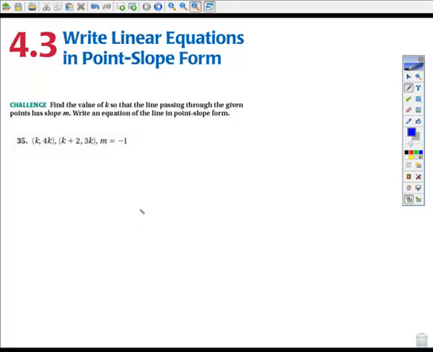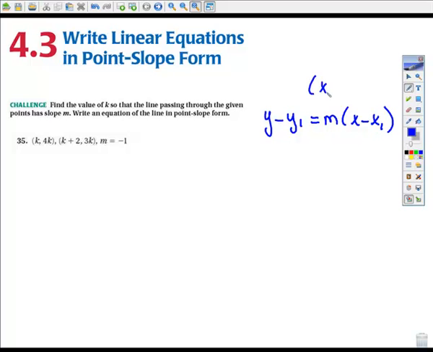All right, part 2, lesson 4.3. Again, we're still writing linear equations in point-slope form, but here we have a couple challenges. So first, it says find the value of k so that the line passing through the given points has slope m. Then they want us to write an equation of the line in point-slope form.